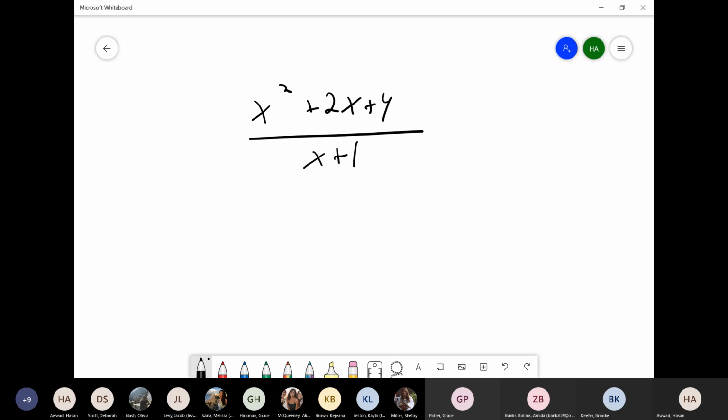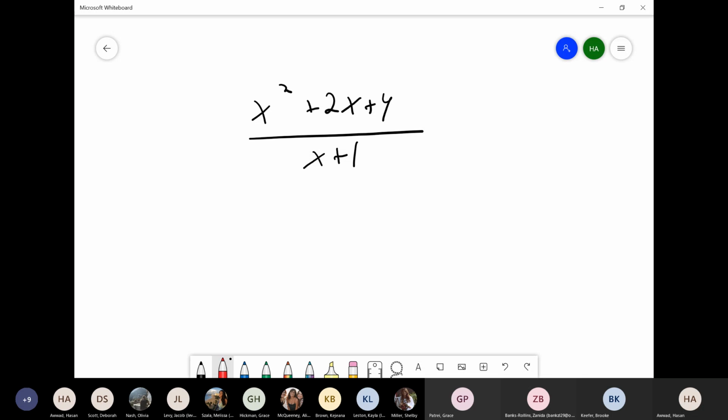So what do we have in the bottom? We have an x plus 1 in my denominator. So if I can factor the top such that I get an x plus 1 also on top, then I can cross those out, and then I'd be done, right? Then I've done my job here. I've factored, and I've done the division. So my objective here is I want to get an x plus 1 up top.